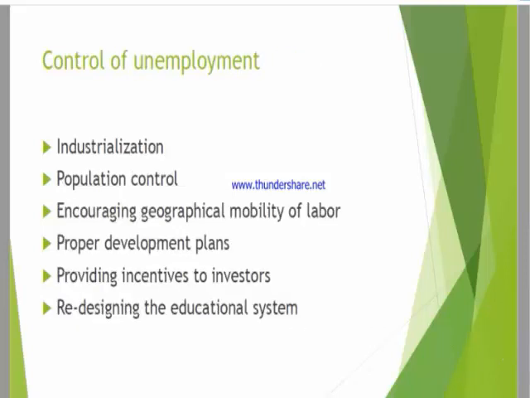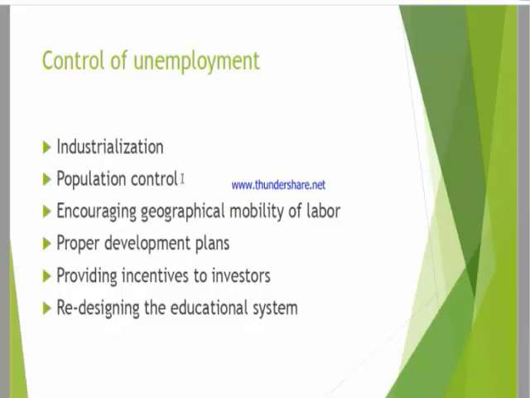All right, let's look at the next slide where we have ways of controlling unemployment. How do we control unemployment in a country? The first way we can control unemployment is through industrialization. When an economy decides to set up industries and make sure that its citizens are able to gain employment, it will help to control the rate of unemployment in that country.